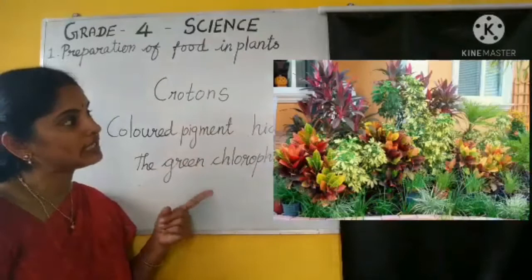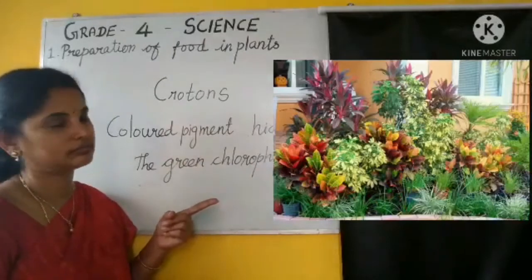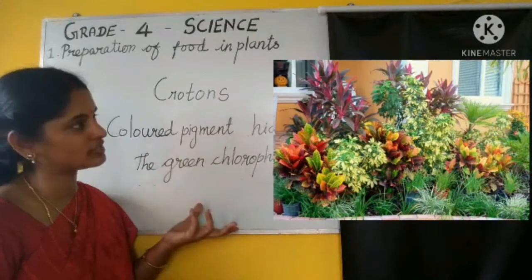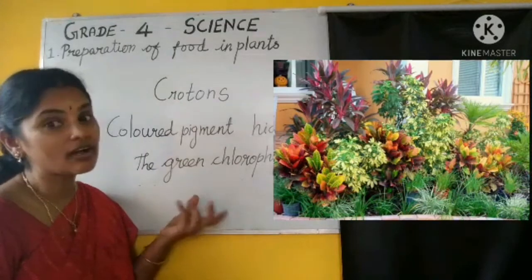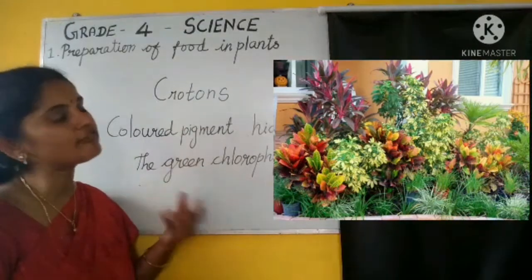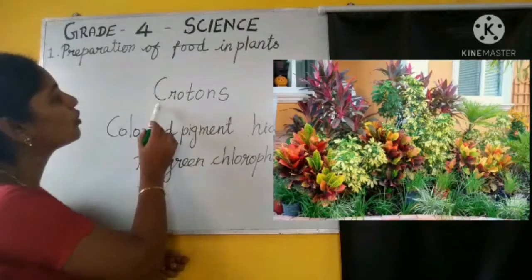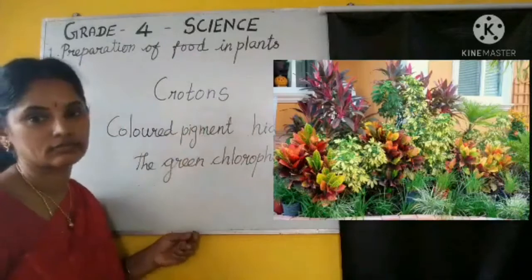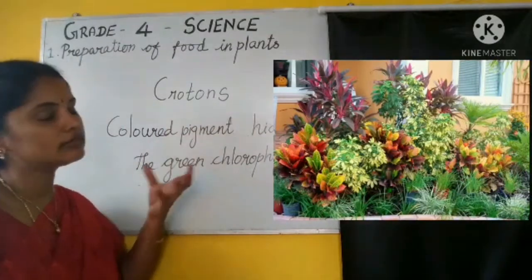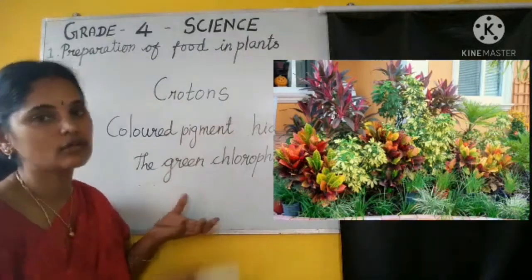Children, look at these plants. These plants have colored leaves. These are colored leaf plants, isn't it? So these colored leaf plants are called crotons. What are they? Crotons. Okay, we can call these colored leaf plants crotons.